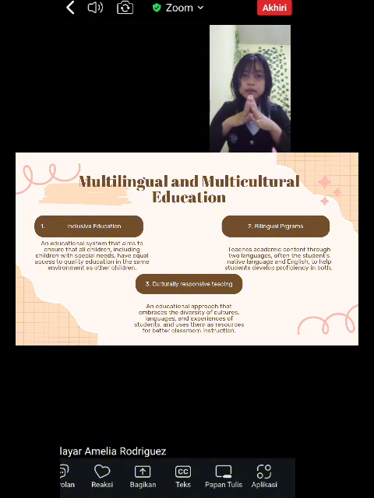Next, bilingual programs. Bilingual programs teach academic subjects in two languages, typically the student's mother tongue and the national or global language, such as the Indonesian lesson in school, the English lesson in school, Japanese, or the regional language lesson in school. This is to help students maintain their native language while gaining proficiency in another, in the global language or the national language.